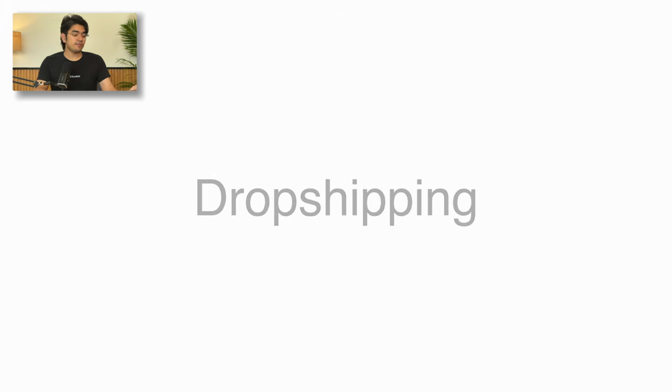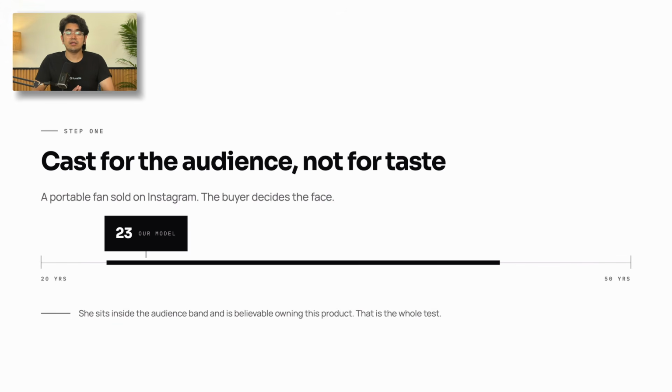Now to make them, step 1 is creating a model. Depending on your target audience and product, you can generate your model. In our case, the product is a portable fan and the target audience is anyone between 20 to 50 years of age. So we'll generate a Gen Z model of 23 years of age.